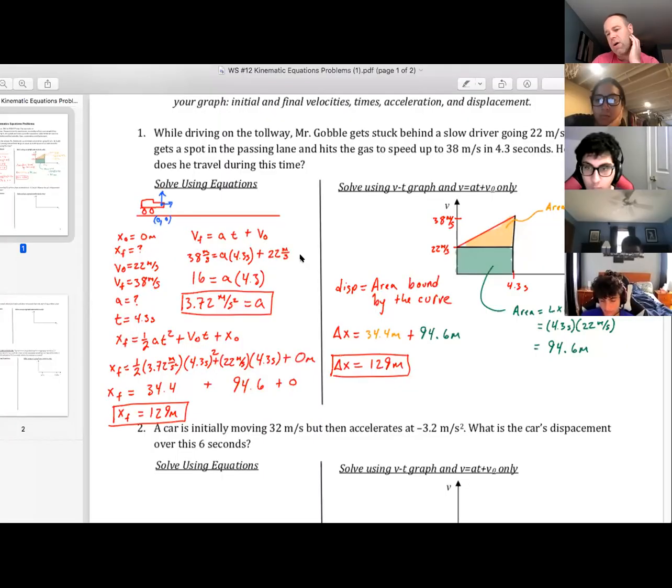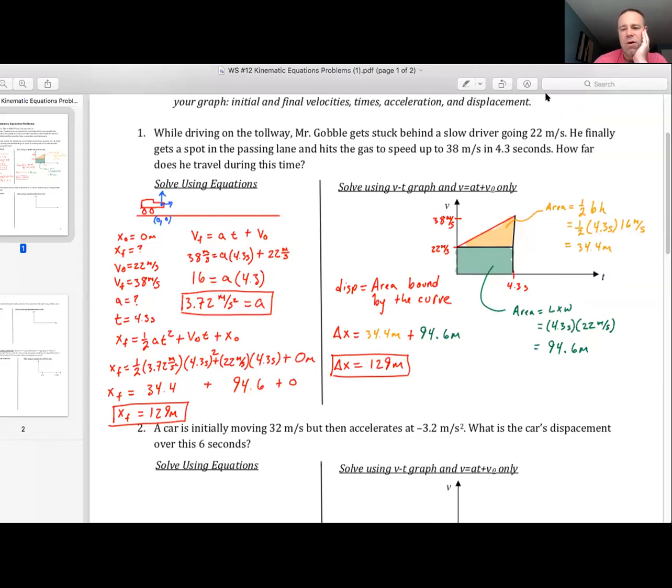First, I'll show you number 1, and then I'm going to give you 10 minutes to talk through 2 and 3 with your group. All right, while driving on the tollway, Mr. Gobble gets stuck behind a slow driver who's going 22 meters per second. He finally gets a spot in the passing lane, hits the gas, and speeds up to 38 meters per second in 4.3 seconds.